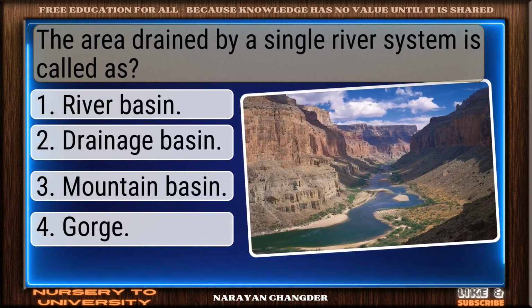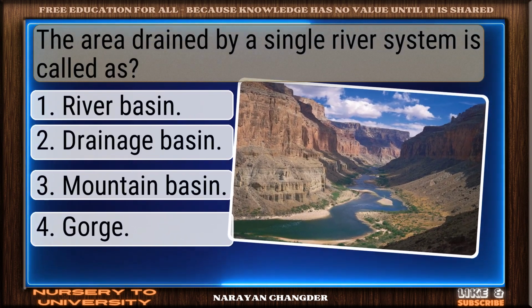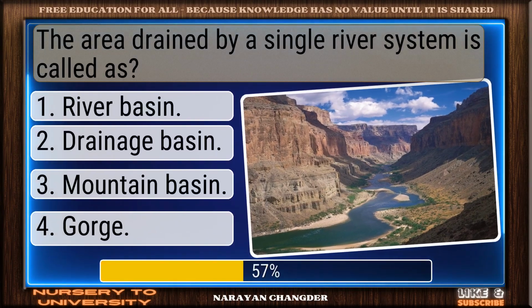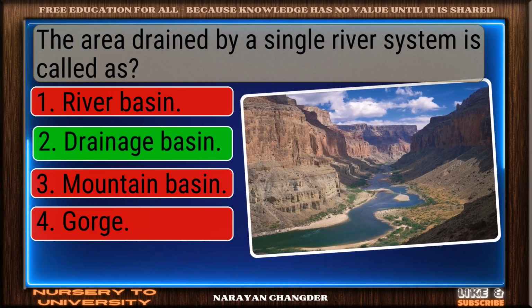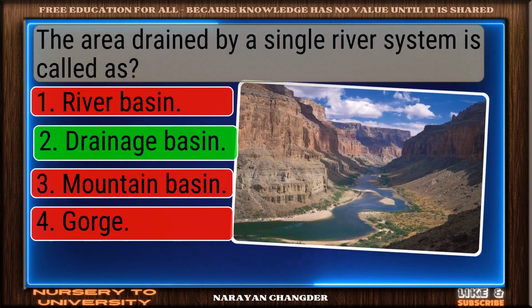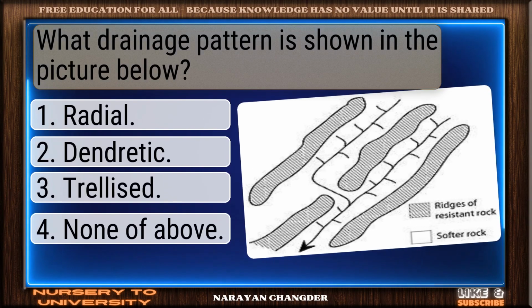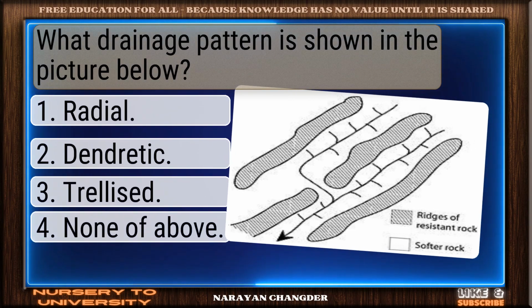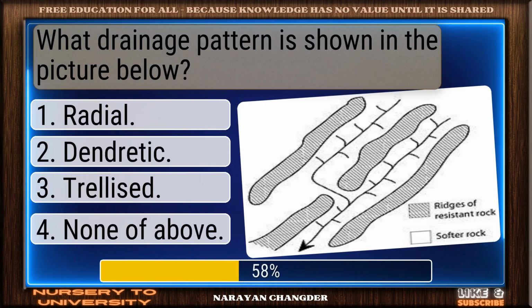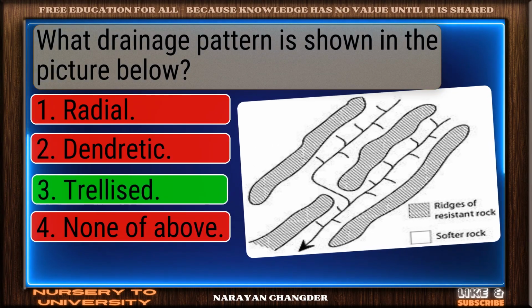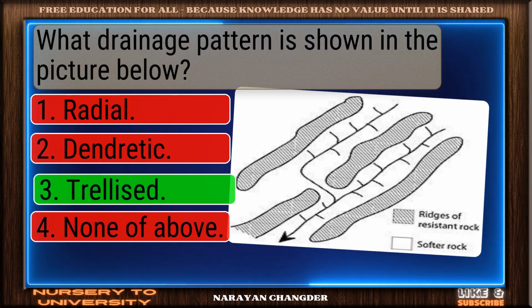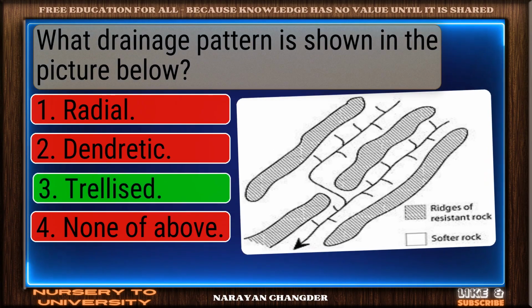The area drained by a single river system is called as? Right again. Drainage basin is a valid answer. What drainage pattern is shown in the picture below? Nice selection. Trellised is the correct and valid answer.